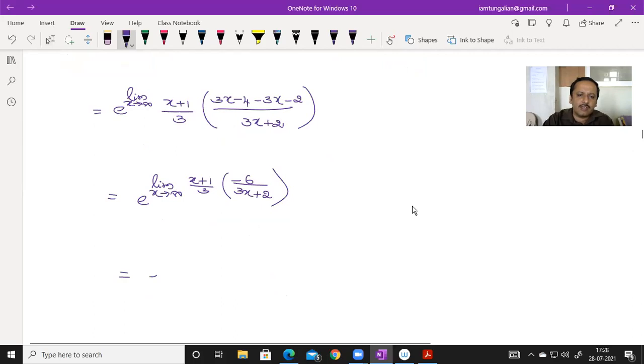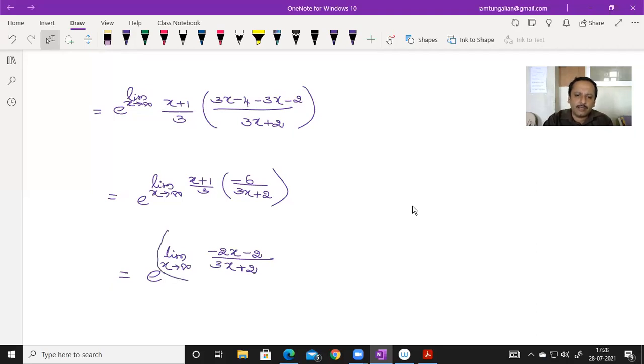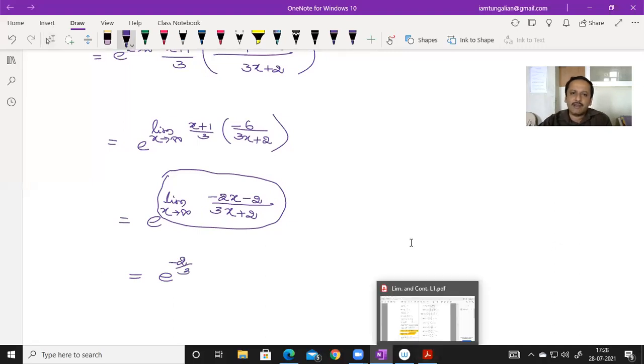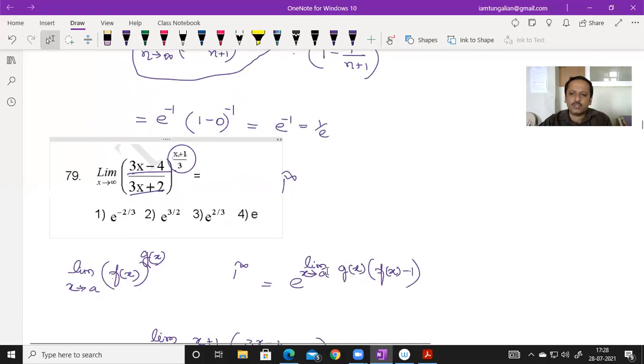This is equal to e to the power limit x tends to infinity minus 2 into (x plus 1), that will give you (minus 2x minus 2) divided by 3x plus 2, where we have cancelled the 3. Now observe this much only: limit x tends to infinity (minus 2x minus 2) divided by (3x plus 2). Both numerator and denominator are polynomials of the same degree, degree 1. So the value of that limit is the coefficient of x in the numerator divided by the coefficient of x in the denominator. So you will get e to the power minus 2 by 3. That's the answer, e power minus 2 by 3, which is the first option.